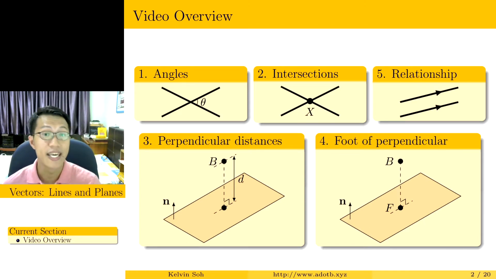So for these 3 cases as well, we might also be interested in the intersections between them. So for this picture, for example, what is the point of intersection between these 2 lines? The third concept we'll be covering will be the perpendicular distance.